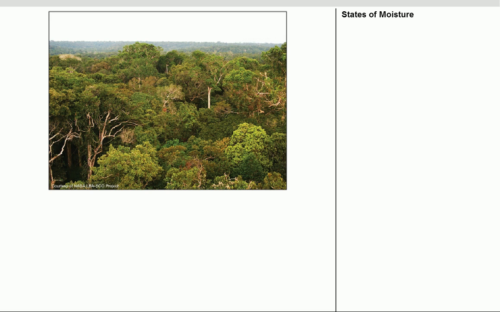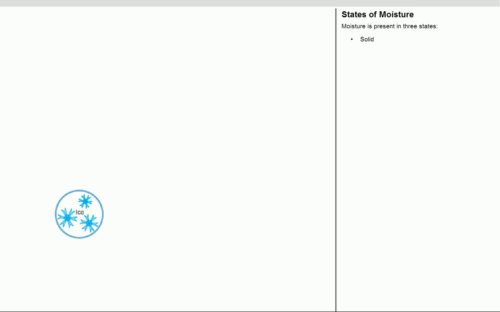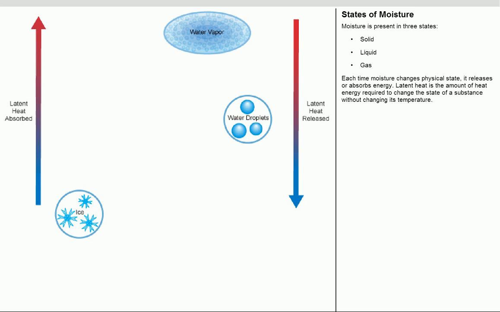Moisture accounts for only a small percentage of the total volume of the atmosphere, even over extremely humid areas such as tropical rainforests. Regardless of this small percentage of moisture in the atmosphere, it's still responsible for many of the flight hazards you'll encounter. Moisture is present in the atmosphere in 3 states: as a solid, a liquid, and as a gas. Each time moisture changes physical state, it releases or absorbs energy.